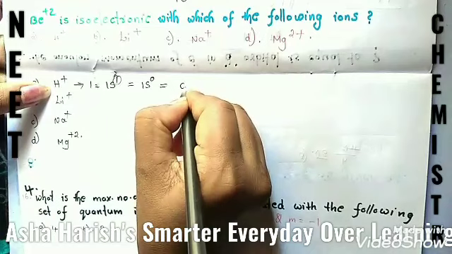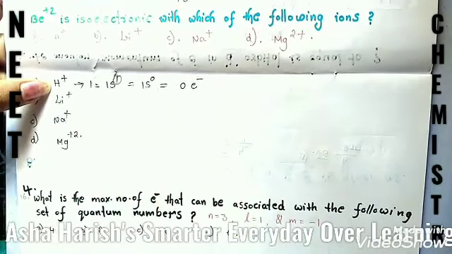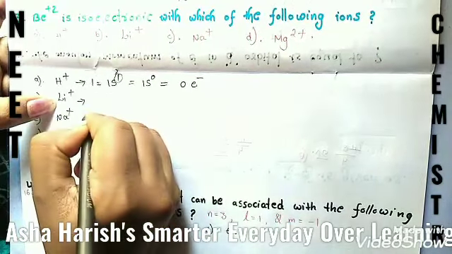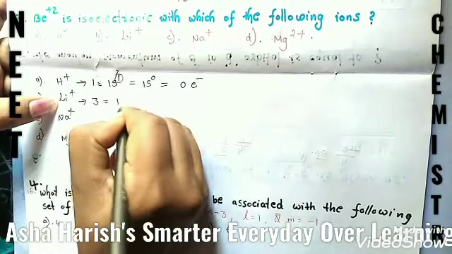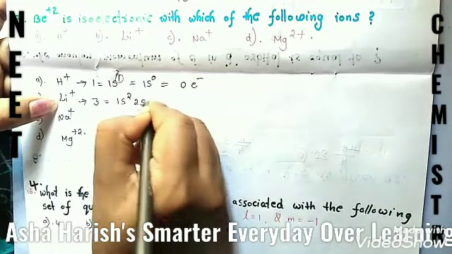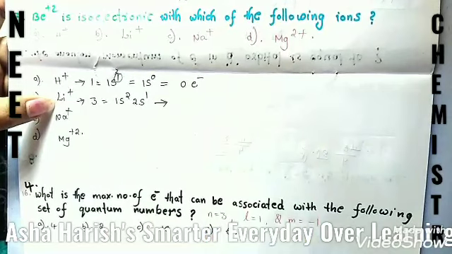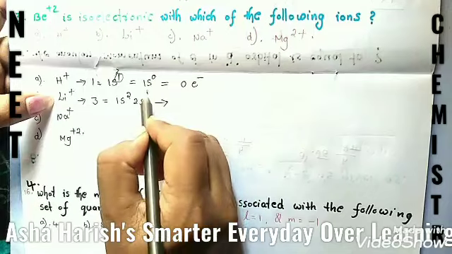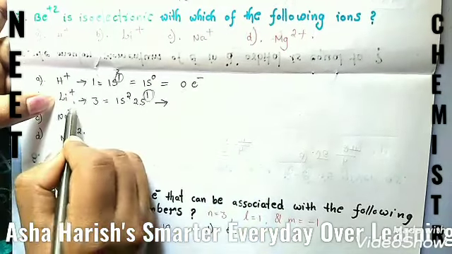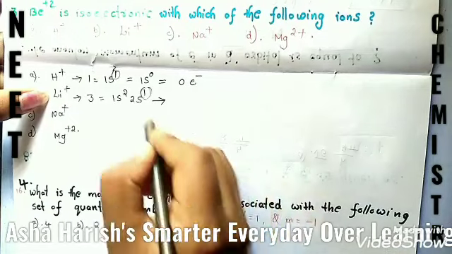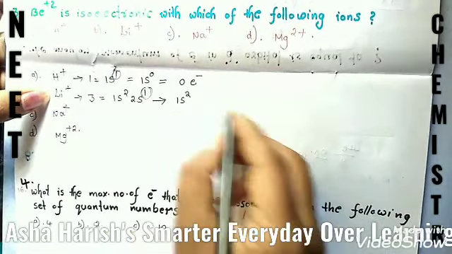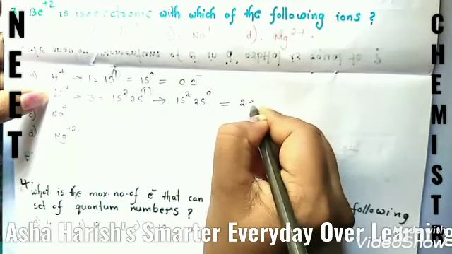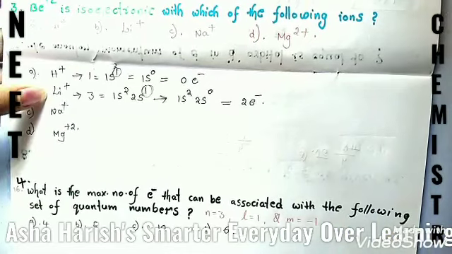Then the final number of electrons is 0 for the H plus ion. Here, for lithium plus, lithium has atomic number 3 and the electronic configuration 1s2, 2s1. Because a lithium plus ion has been formed, you need to remove this 1 electron. Then the final electronic configuration will be 1s2, 2s0, so 2 electrons are present here.